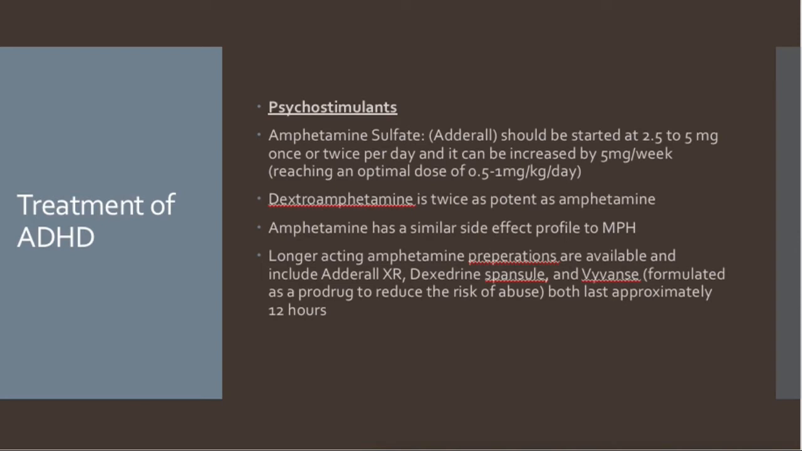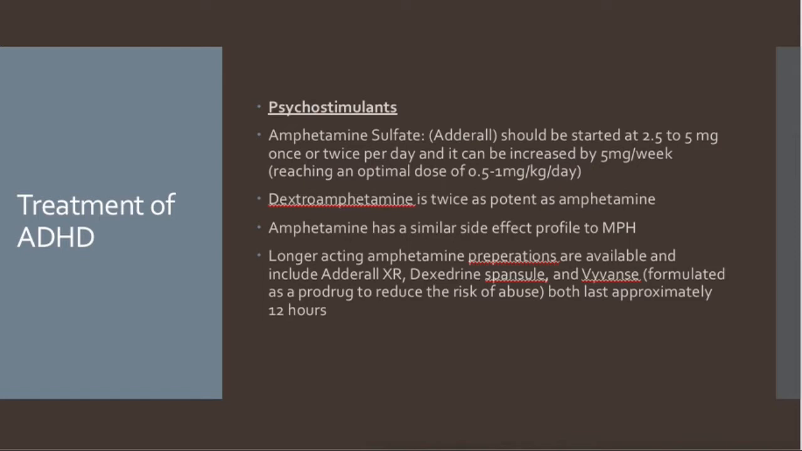The next psychostimulant is the amphetamine sulfate, which is Adderall. Probably one of the more common drugs that we're familiar with for ADHD. It should be started at approximately 2.5 to 5 milligrams once or twice per day, and it can be increased by 5 milligrams per week, reaching that optimal dose of somewhere around 0.5 to 1 milligram per kilogram per day. Dextroamphetamine is twice as potent as amphetamine.